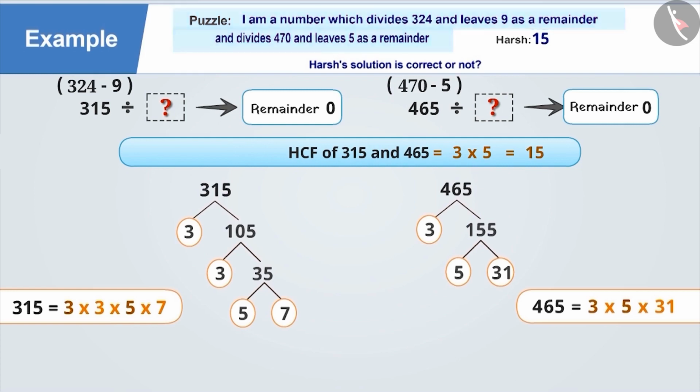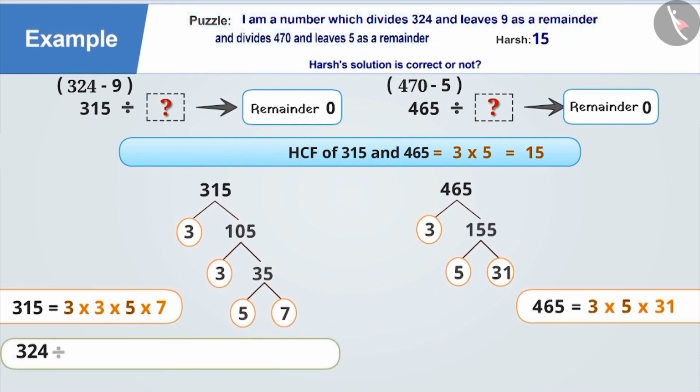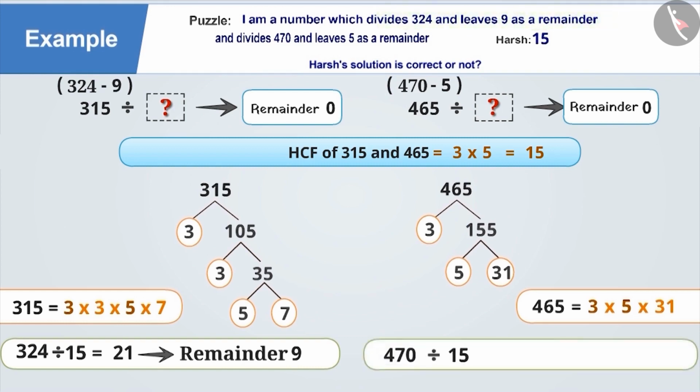Let's check our answer. If we divide 324 by 15, we get 21 with a remainder of 9, which is correct according to the riddle. Similarly, if we divide 470 by 15, we get 31 and a remainder of 5, which is again correct according to the riddle. Therefore, we can say that Harsh has found the correct answer to the riddle.